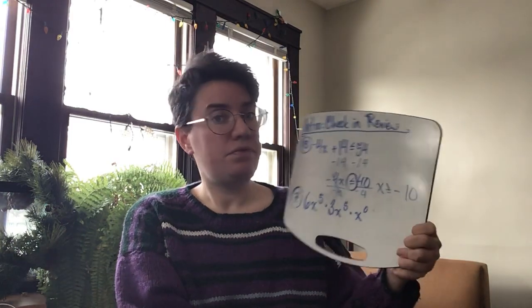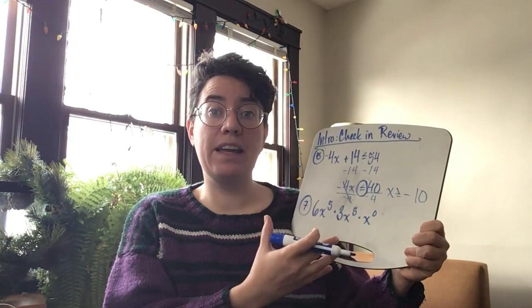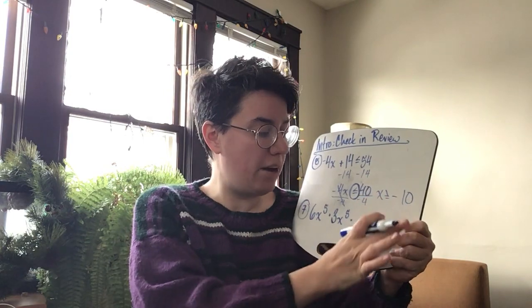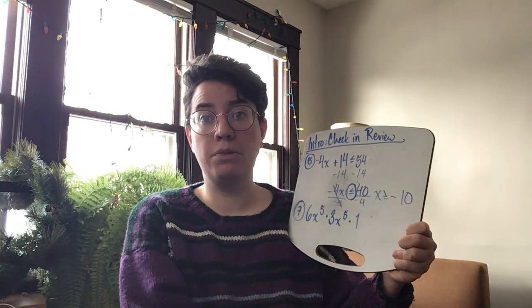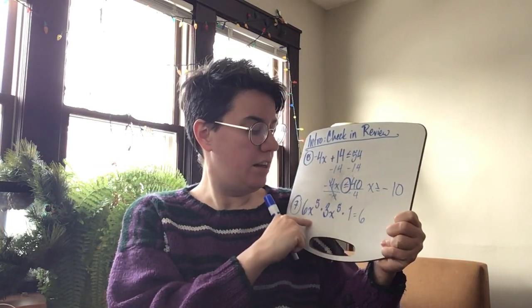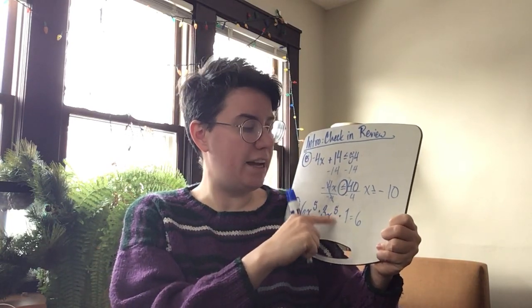All right. So in number 7, simplifying exponents. The main thing to remember here is that anything to the 0 power is 1. So we can immediately replace that. And then we're just left with 6 times x to the 5th times 3x to the 5th.